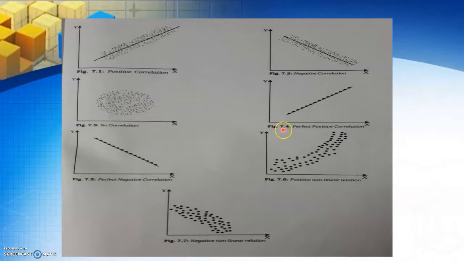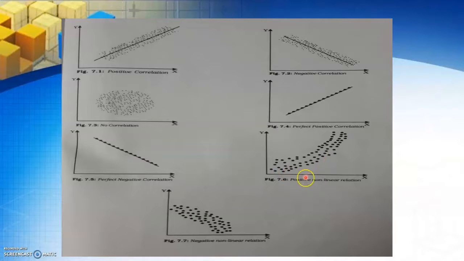Then the next one, figures 7.4 and 7.5. Here the points are no longer scattered around an upward rising or downward falling line. The points themselves are on the lines. This is referred to as a perfect positive correlation and a perfect negative correlation respectively.